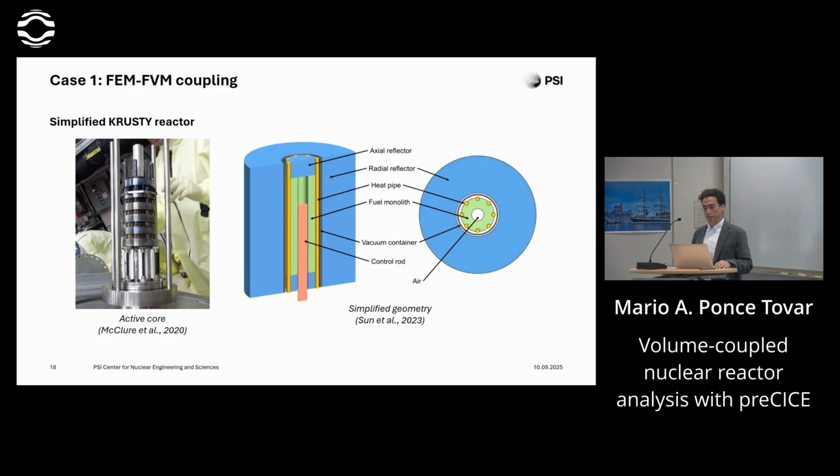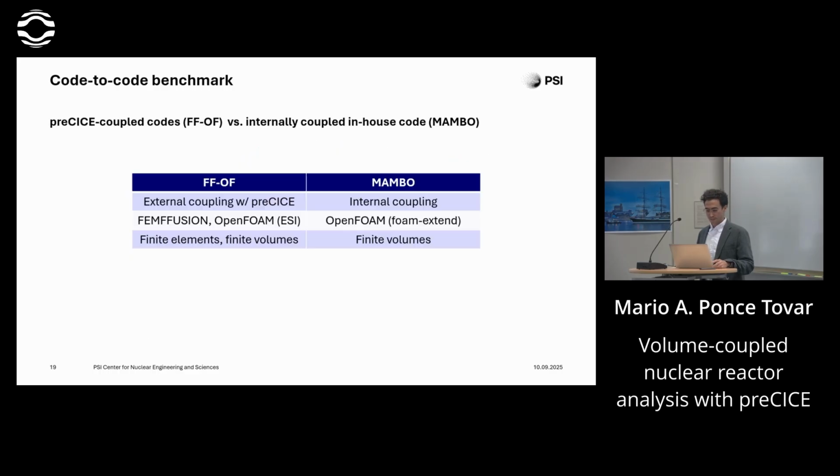Okay, so I'll just share some of the results that we have so far. In the first case, this is one experimental microreactor, which was built not too long ago, just a few years ago in the United States, called Krusty. And I adopted this simplified geometry that you can see on the right-hand side. And then the idea here is to do a direct code-to-code benchmark, comparing our reference solver which, as I mentioned, does internal coupling in OpenFOAM, to the preCICE coupled system, which is the FEM-fusion OpenFOAM.